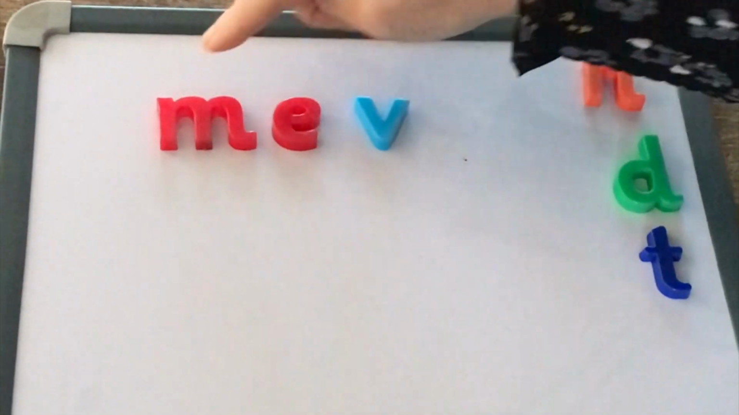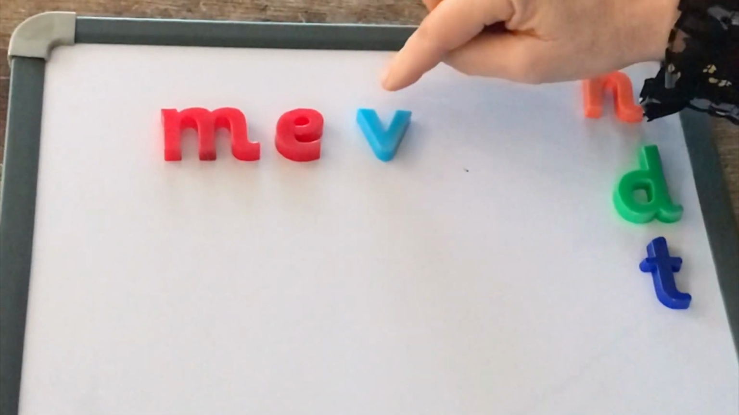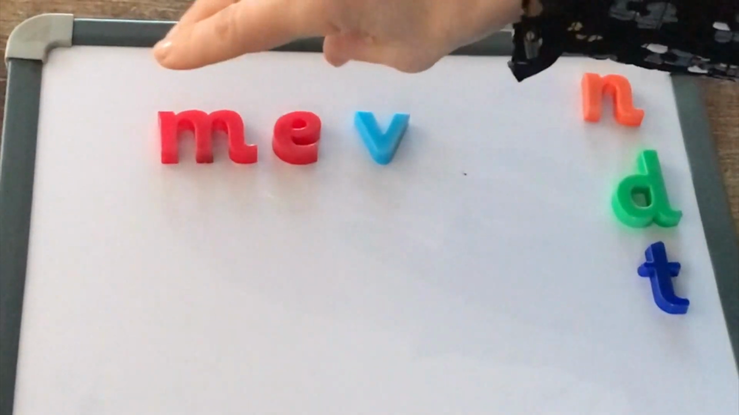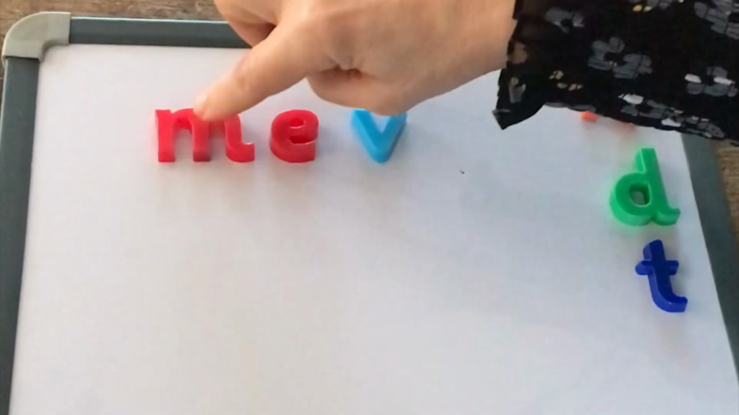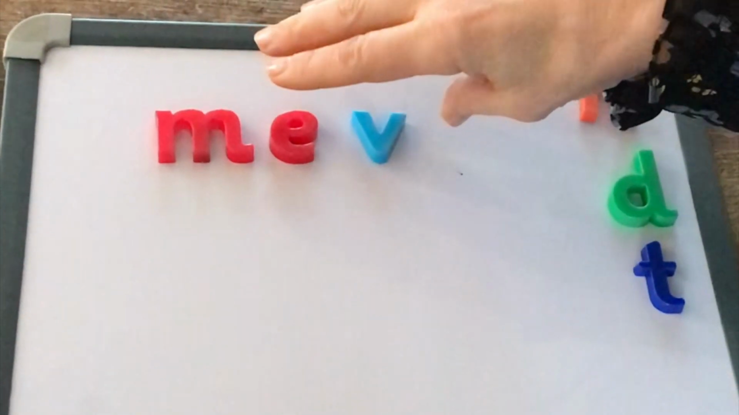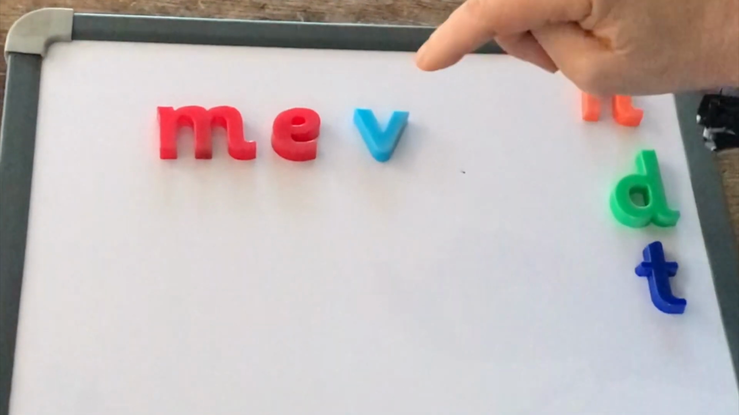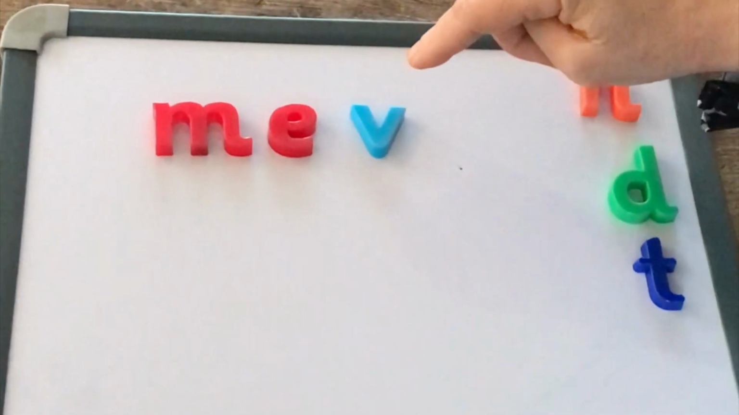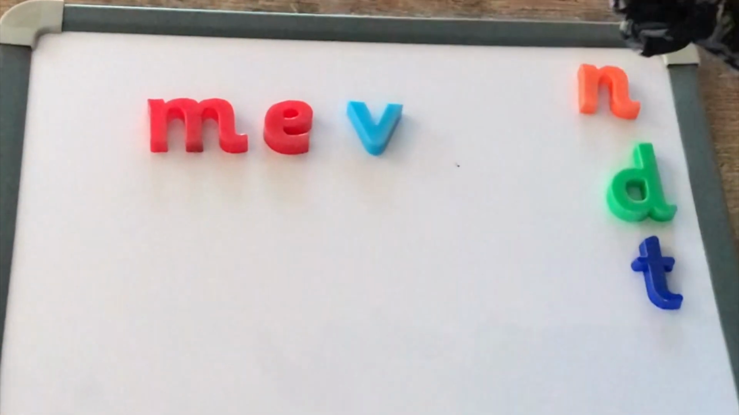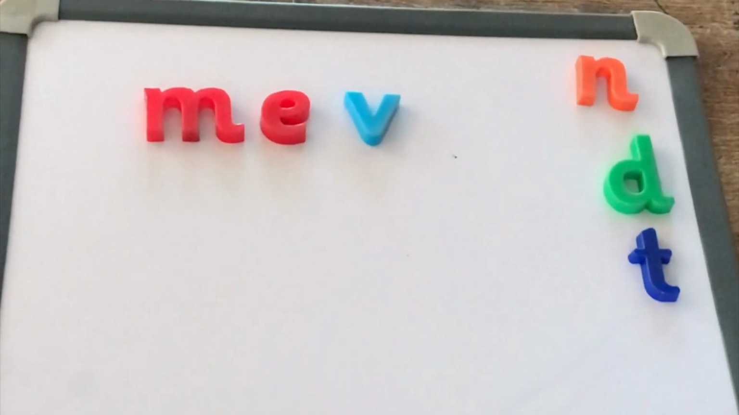You have consonant, vowel, consonant, onset, and rhyme. Mev. Because if they can read the shorter consonant, vowel, consonant word, even though it's not a word, when they get on to reading longer words that are multi-syllable, then they'll be able to piece together little syllable sounds, little syllable chunks to create the whole long word.